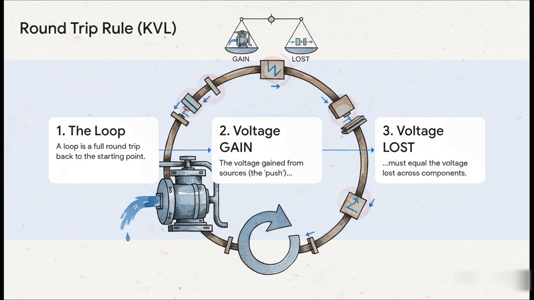Imagine you start at a water pump. You get a big boost in pressure. Then, as you go all the way around the system of pipes, you lose bits of pressure because of friction. By the time you get back to the exact spot where you started, the total pressure you gained from the pump has to equal the total pressure you lost along the way. You're back where you started, back at 0. It's a perfect balancing act of energy.